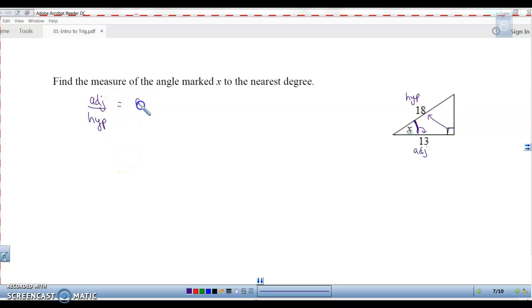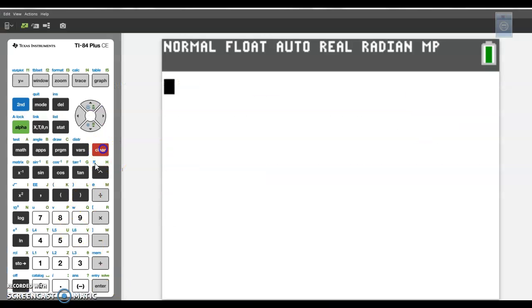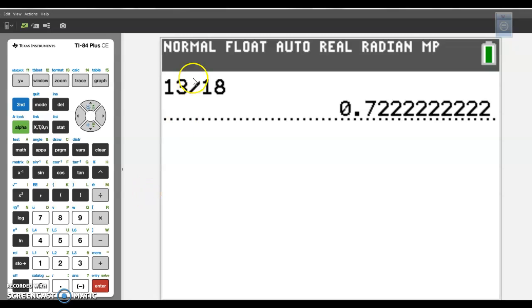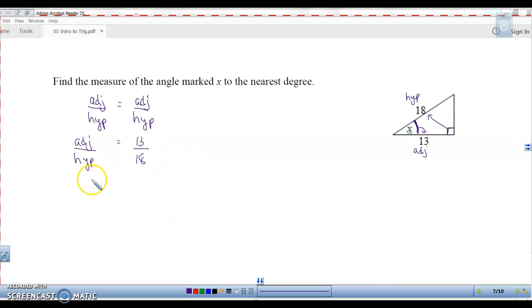So adjacent over hypotenuse, in this case, adjacent is 13, the hypotenuse is 18. So we have to look in the adjacent over hypotenuse column for 13 over 18. But let's write 13 over 18 as a decimal. What is 13 over 18 as a decimal? 13 divided by 18 is 0.722222. So all of these are in 4 decimal places.